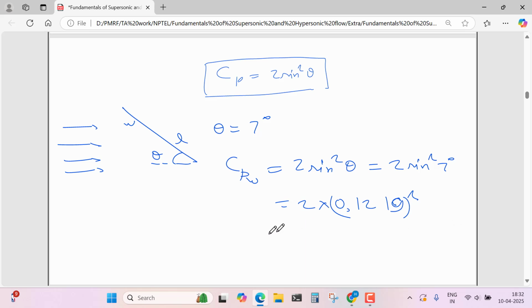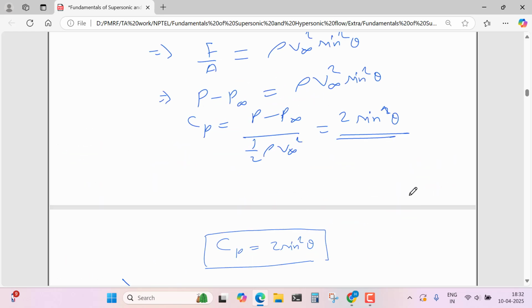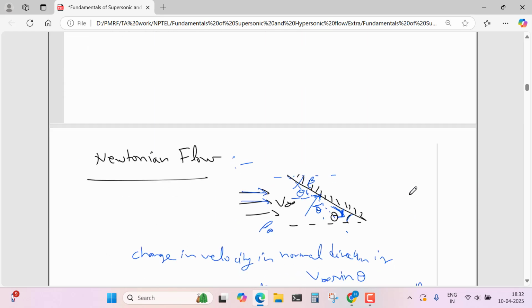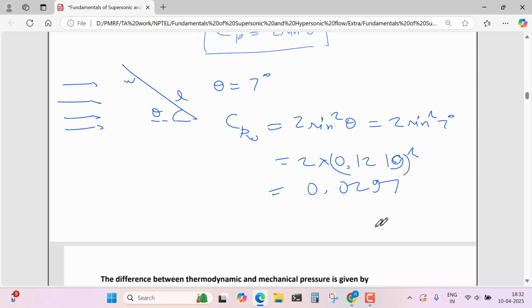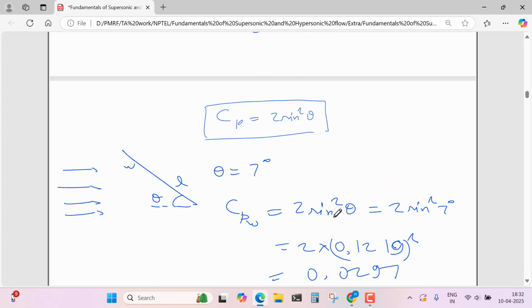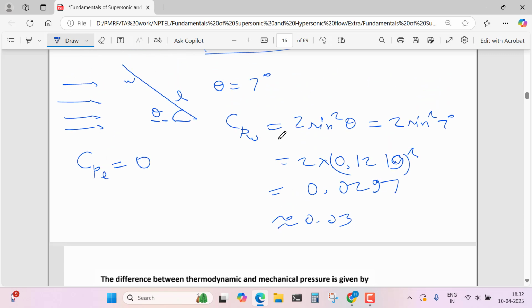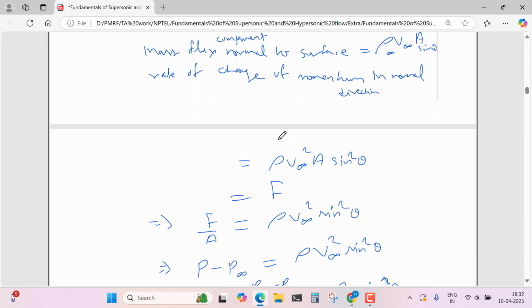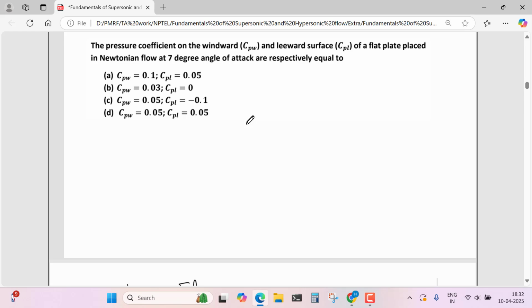So it will get 0.0297, which will be approximately equal to 0.03. And as in the leeward direction there is no flow, then CPL will become equal to 0. So what will be the answer? CPW equal to 0.03 and CPL equal to 0. So option B will be the correct one.